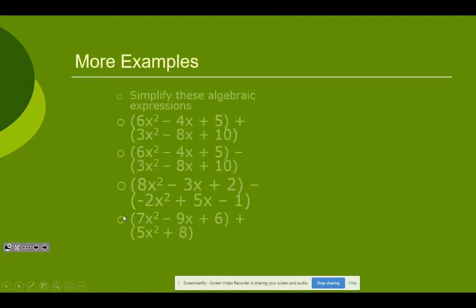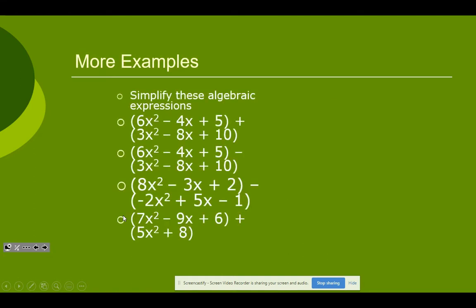Here's some more examples for you to try. Simplify these algebraic expressions. Pause the video at this point to give yourself a chance to try them on your own.